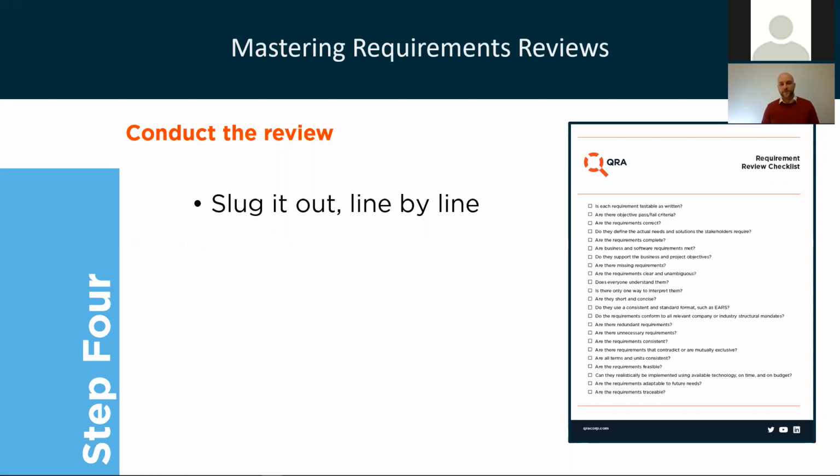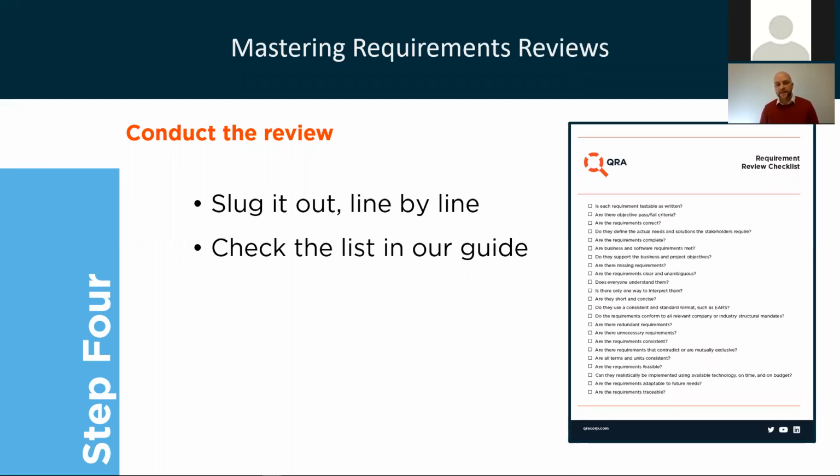So moving on to step 4. Once the meeting actually starts, you slug it out line by line. So you're looking through each requirement, making sure that the different stakeholders that are there don't have any issues with what's been written. You can check the list that's in the back of the guide for mastering the requirements review process. That's over there on the right-hand side.